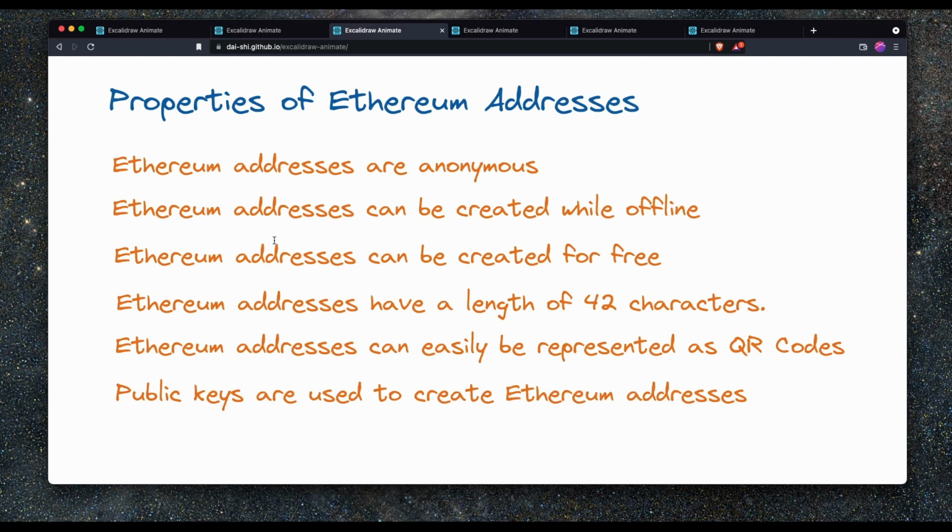Public keys are used to create the Ethereum addresses. This is what I mentioned earlier, and we're going to go through how that can be achieved in a bit, in a demo. And private keys are used to control the Ethereum account. So this is where it's important to understand the difference between public keys and private keys. So in Ethereum, essentially your public key is your Ethereum address. It's not the full public key, but it's derived from the public key.